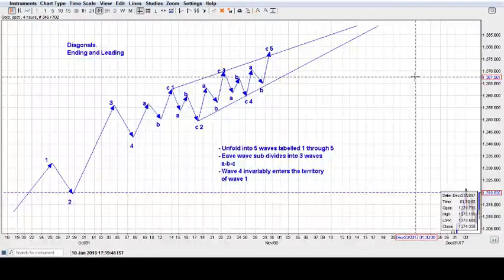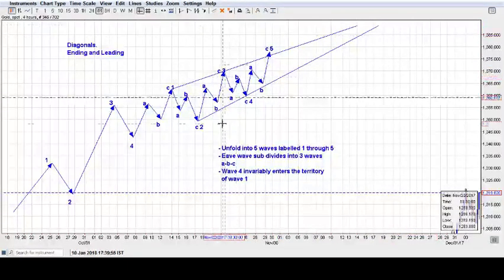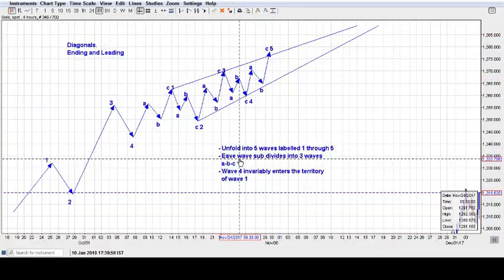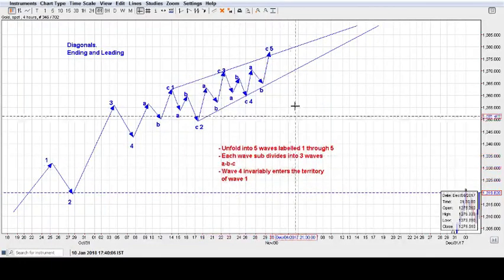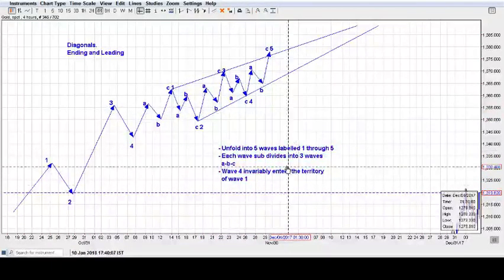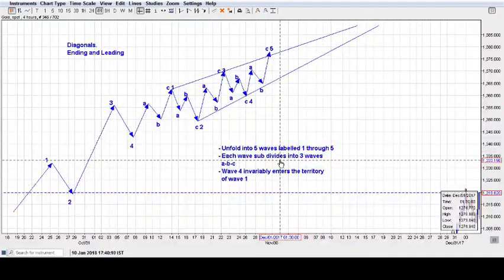And the three distinguishing points are, first, they definitely unfold into five waves labeled 1 through 5, 1, 2, 3, 4 and 5. The second point is something we need to understand.